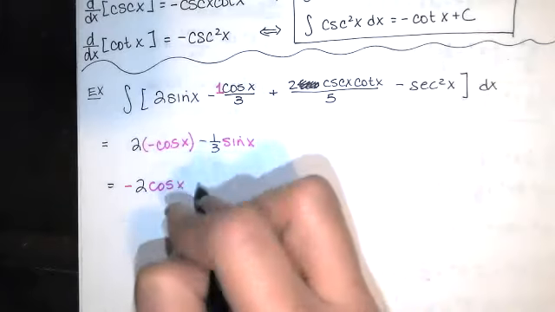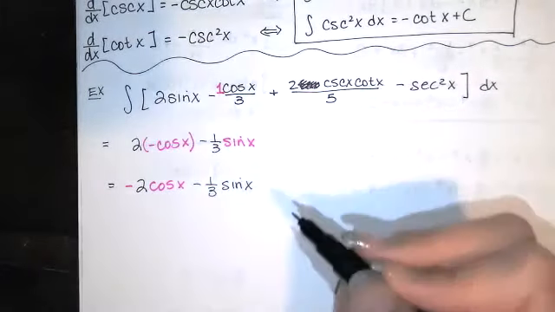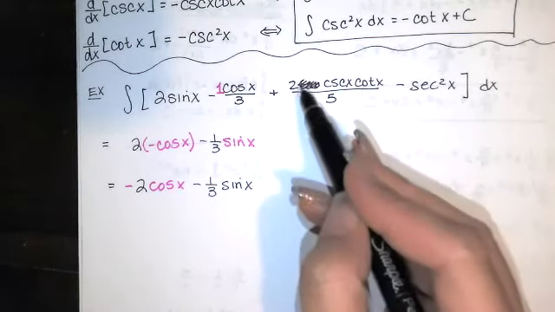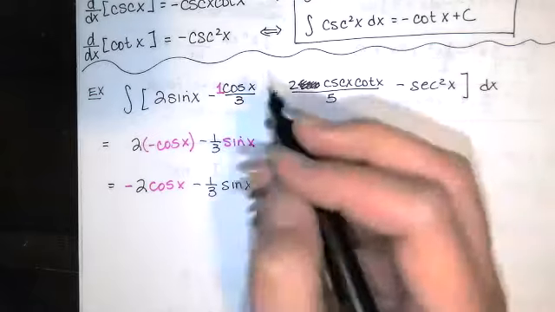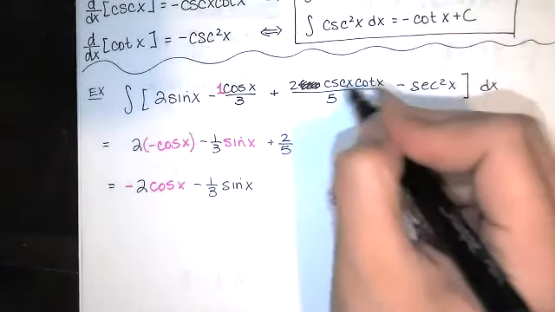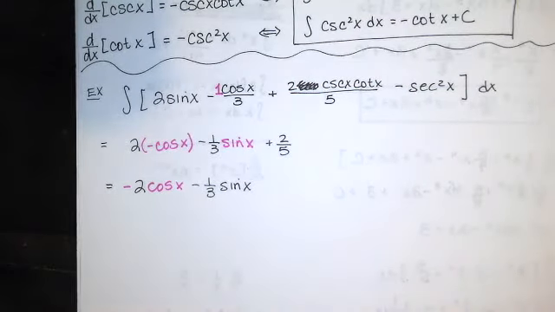And there's nothing to simplify there, so I'll just bring it down. Over here, I want to pull out the constant as well. First I notice I've got a 2 in the numerator and a 5 in the denominator. So I pull out the 2/5, and then I take the antiderivative of cosecant of x times cotangent of x.